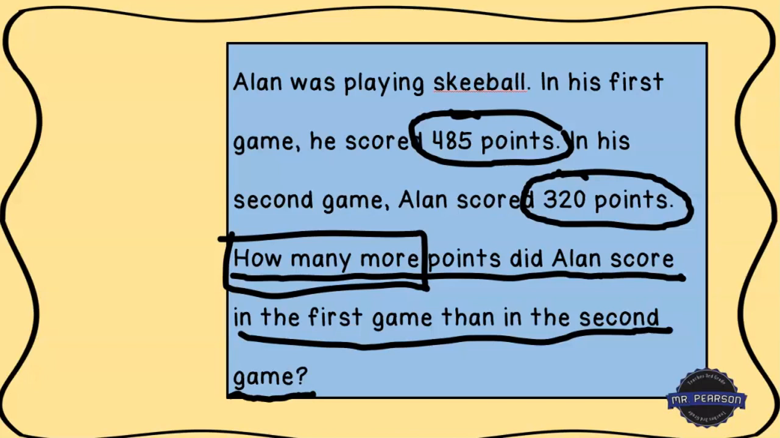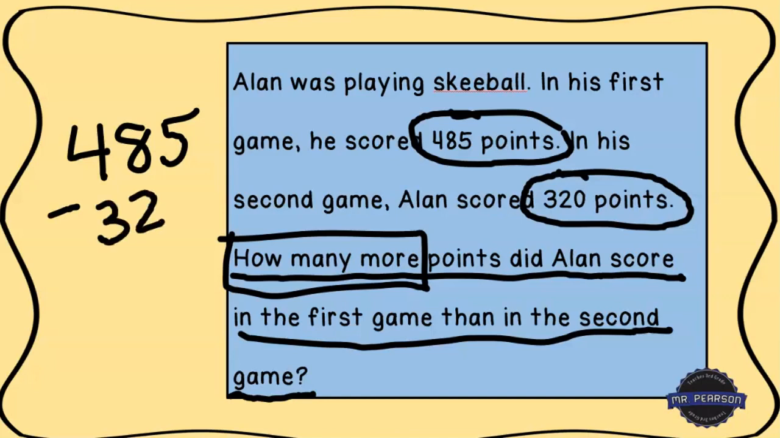We always put the largest number on the top, so 485. It also helps that that's how many points Alan scored in his first game, minus 320 points. There we go.